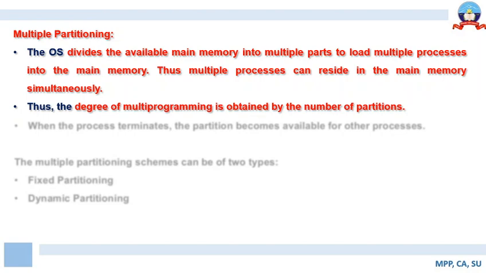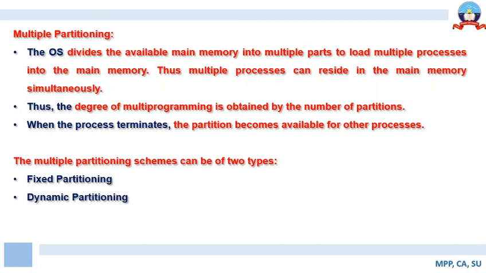When the process terminates, the partition becomes available for other processes. So whenever a process terminates, the partition becomes available for other processes. Now, there are two types of multi-partitioning memory management scheme. One is called fixed partitioning and the other is called dynamic partitioning.